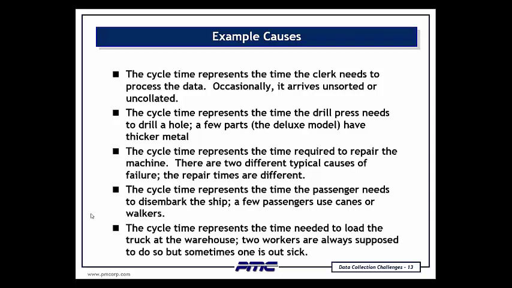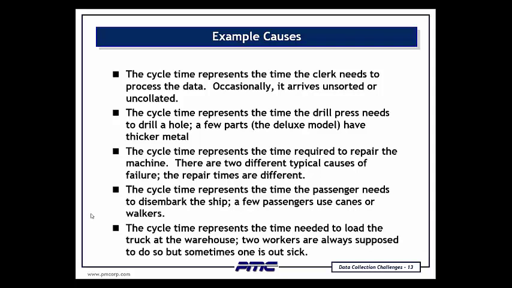But about 20% of the time, it arrives unsorted, and that takes me quite a bit longer. You take the two distributions, fit them, put them in the model, use one 80% of the time randomly, the other 20% of the time. Second bullet point, you need to look into your product mix. What percentage of your products are the deluxe model that need longer for drilling the holes or whatever? And do they come in batches or randomly mixed or whatever?